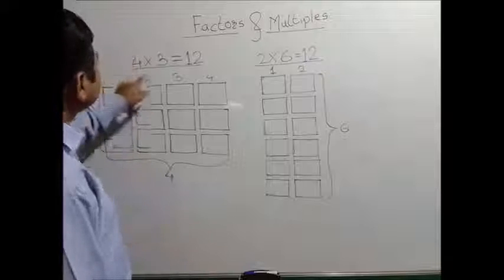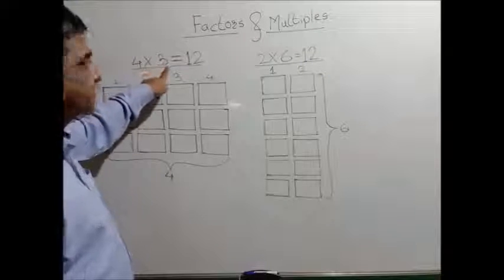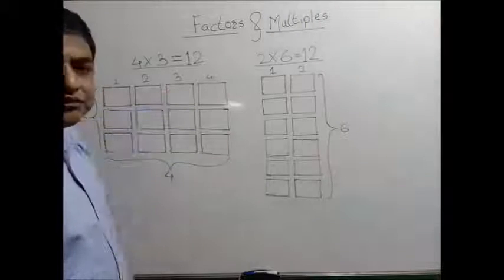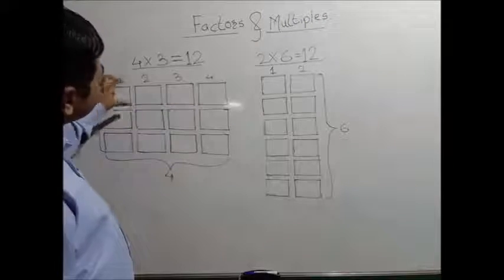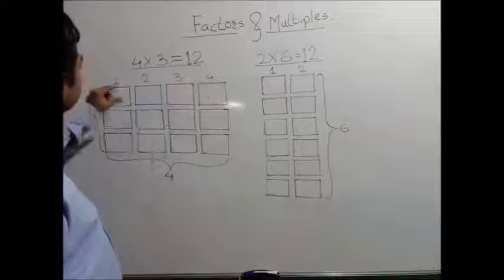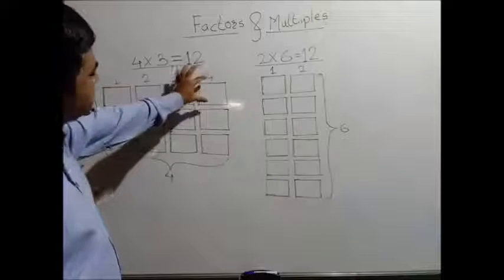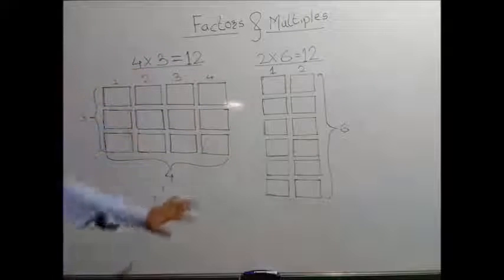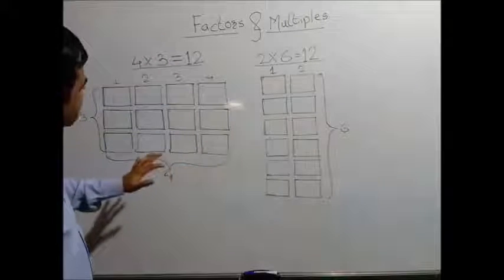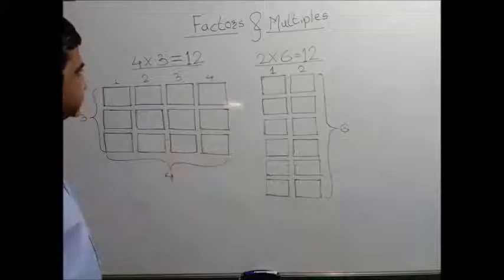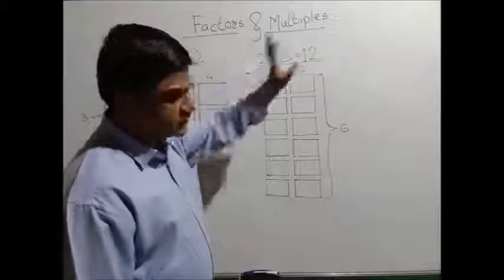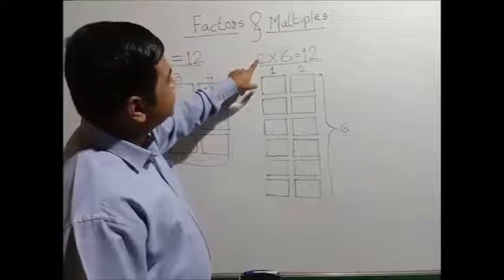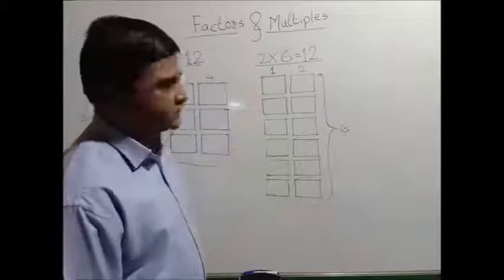For example, when I say that 4 is multiplied with 3, it means I am going to take 4 blocks for 3 times. See, 1, 2, 3, 4. This is repeated for 1, 2, 3. Now, if I count the total number of blocks, there will be 12 blocks. Even in the case of 2 multiplied by 6, I am taking a repetitive addition of 2 blocks for 6 times.